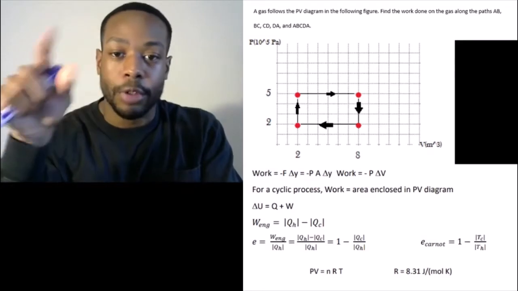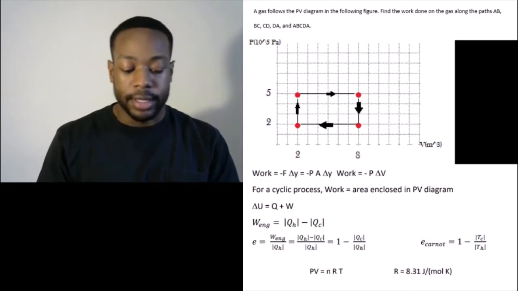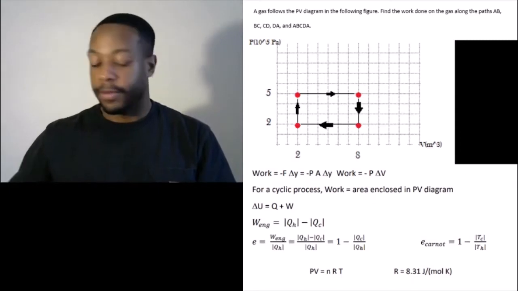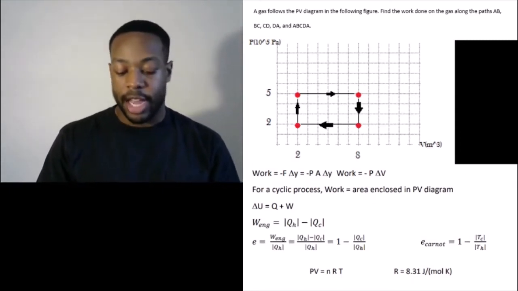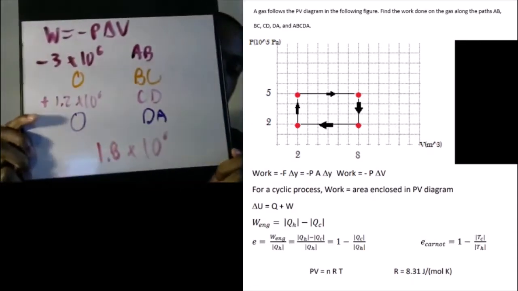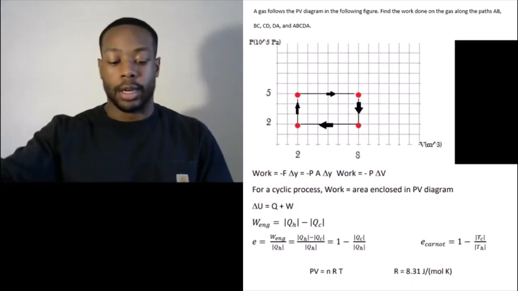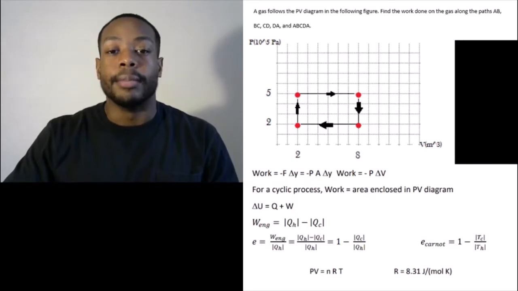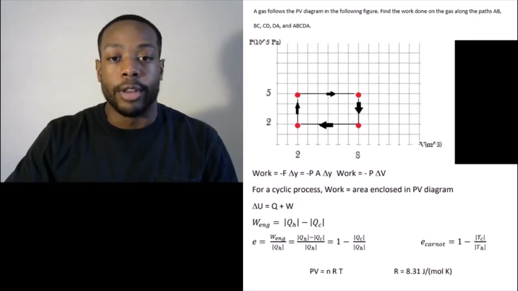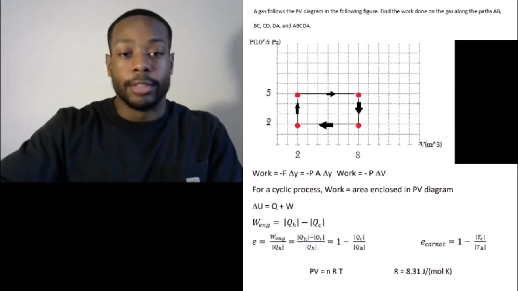You want ABCDA, so the whole thing. And we're just going to put these values together. So we've got negative 3 times 10 to the 6th plus 1.2 times 10 to the 6th. We can do that math in our head, that's not too tough. We're going to get 1.8 times 10 to the 6th as our final value for work. So not too tough at all. The main idea here is just knowing your concepts and knowing your work formula, work equation. But not too tough at all. Let's move on to the next one.